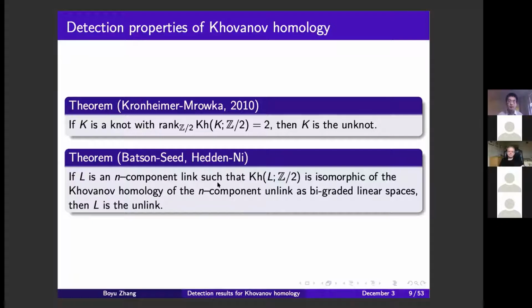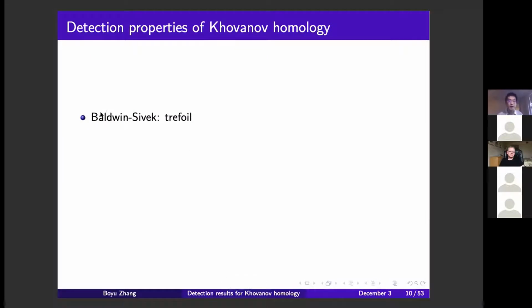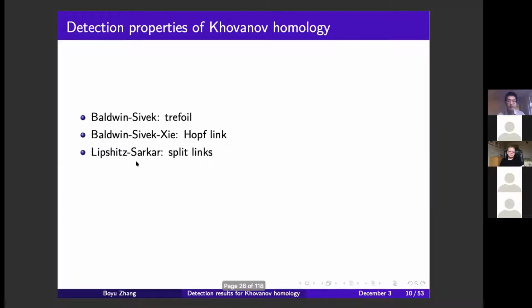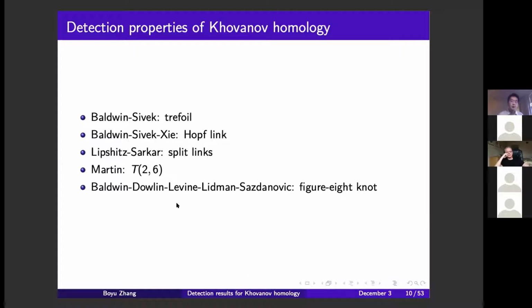The detection properties of Khovanov homology have been studied by a lot of people since the works of Kronheimer and Mrowka and Batson-Seed and Hedden-Ni. And now we know that by a theorem of Baldwin and Sivek, the Khovanov homology detects the trefoil, and later we know that it detects the Hopf link. Last year, Lipshitz and Sarkar showed that it distinguishes split links from other links. And Gage Martin showed that the Khovanov homology distinguishes the link T(2,6). And more recently, Baldwin, Dowlin, Levine, Lidman, and Sazdanovic showed that the Khovanov homology distinguishes the figure 8 knot.